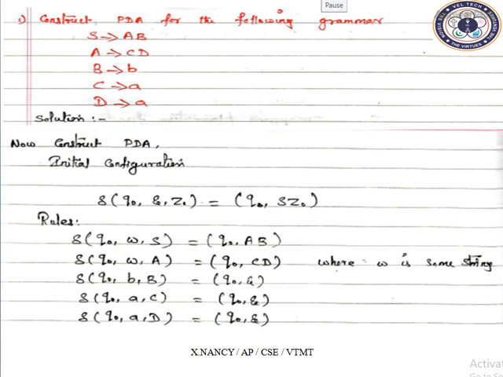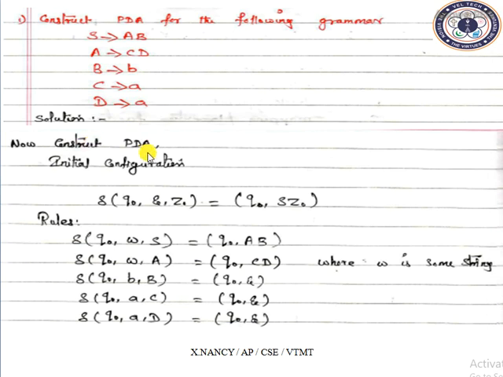Now we can solve our example problem. Our question is to construct a PDA for the following grammar: S produces AB, A produces CD, B produces b, C produces a, and D produces a. The first two productions show our step 3, so we use step 3 for them, and for the remaining three we use step 4.